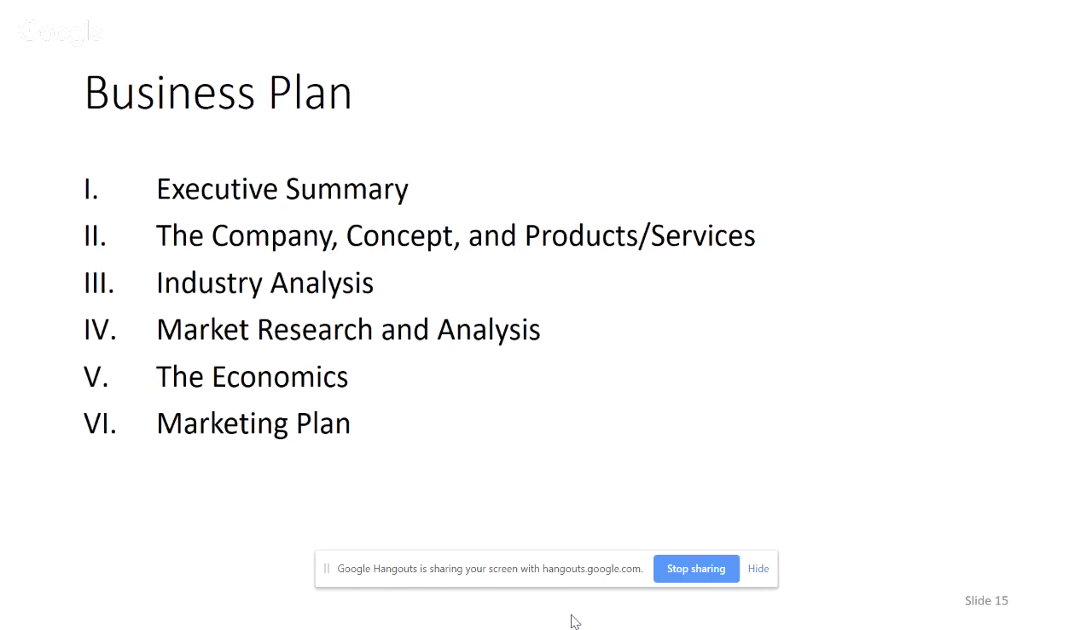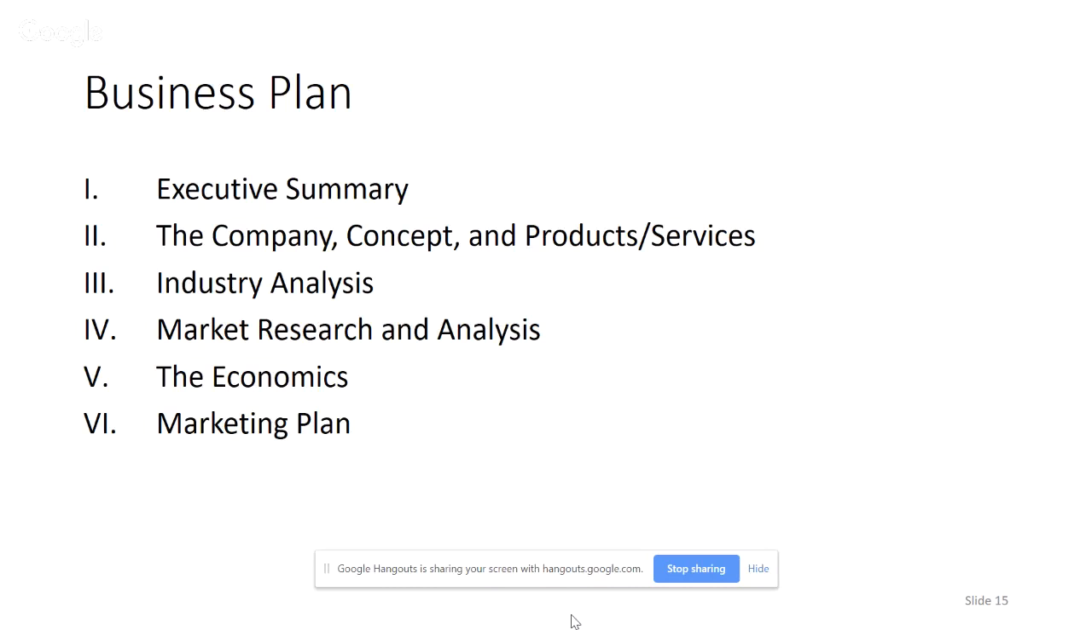This is the outline used in the nuts and bolts of a great business plan that IVMF uses, and it breaks down into a total of 12 sections. Here we see six sections: executive summary, the company, the concept, product, services, industry analysis, right? This is your environment, market research, economics, and marketing plan.